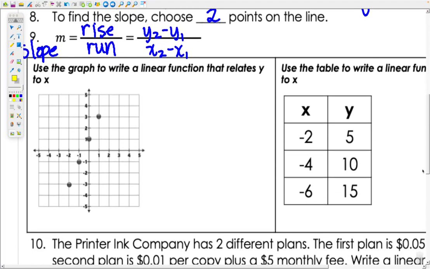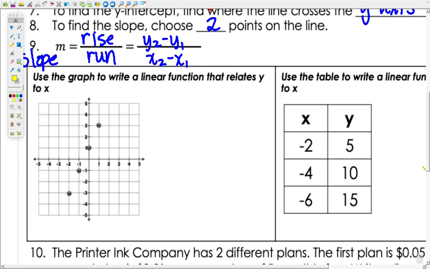All right, so using a graph, and this is on your Delta Math as well. To use a graph to write a linear function, or the same thing we could say a linear equation, you need to find your slope and your y-intercept. It's pretty simple when I give you a graph, because you can just count for the slope. Put your phone away, please, so you can understand what we're doing. And then our y-intercept is just the place where it's on the y-axis.